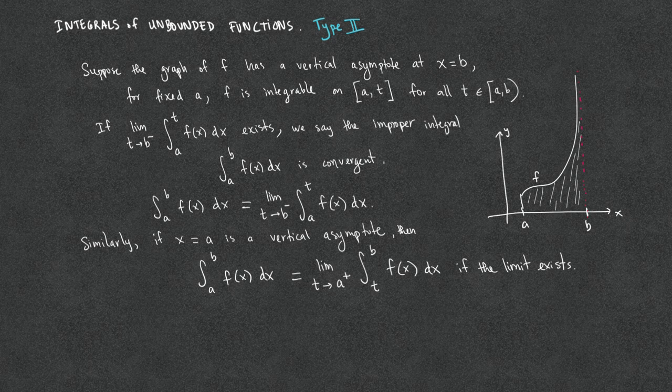The superscript minus sign in the limit indicates that this is the limit as t approaches b from the left-hand side. t approaches a plus means t goes to a from the right-hand side. These are known as one-sided limits.